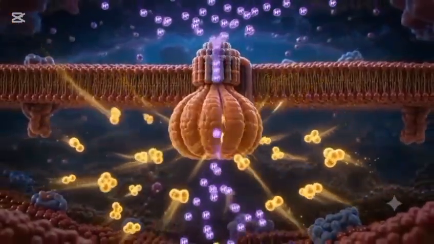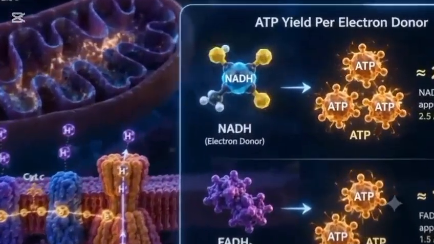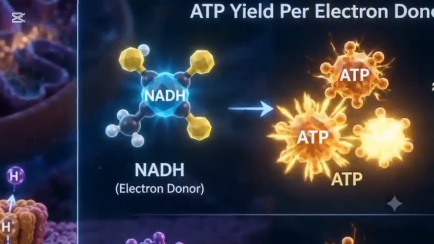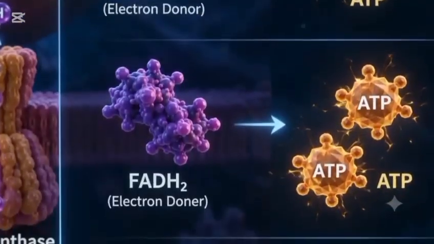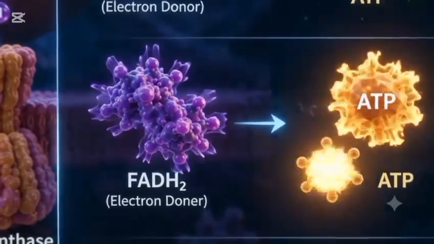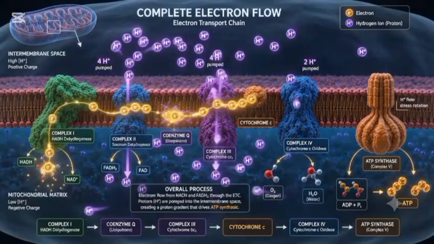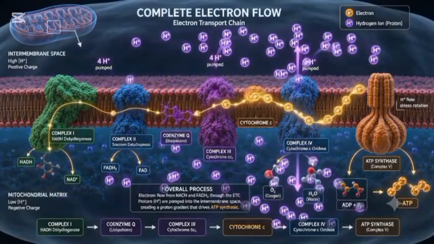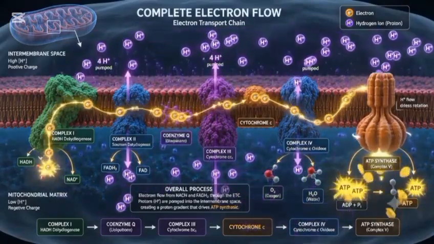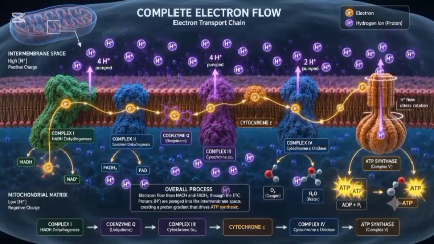This remarkable molecular machine. Because NADH donates electrons at complex I, it drives greater proton pumping and produces approximately 2.5 ATP molecules, while FADH2 generates about 1.5 ATP molecules. Electrons move sequentially through 4 protein complexes. Proton pumping and ATP synthase converts this stored energy into ATP.